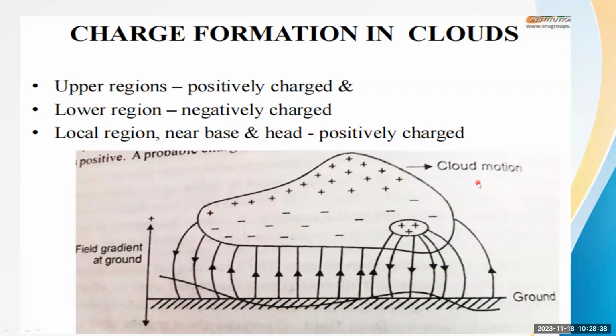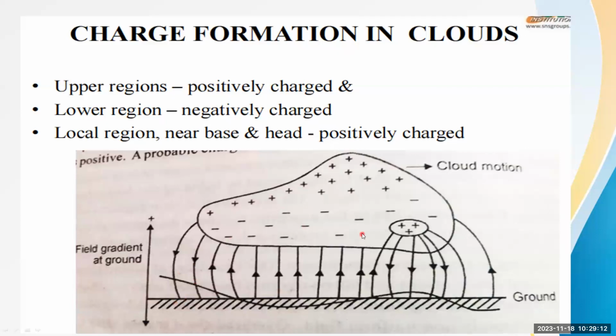So the cloud moves in this direction. The upper region is positively charged, the lower region is negatively charged, and the local region near the base is positively charged. This is the field gradient versus ground. The direction of the field gradient is from the positive charges to the ground. That means there may be a possibility of accumulation of negative charges on the ground, from positive to negative.